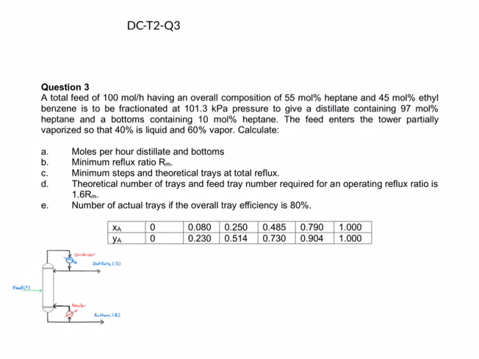Okay, student, this is how you're going to solve question number 3 for tutorial number 2. In this question you're given the feed equal to 100 mole per hour, and the composition of the feed, which is 55 mole percent heptane and 45 mole percent ethyl benzene.